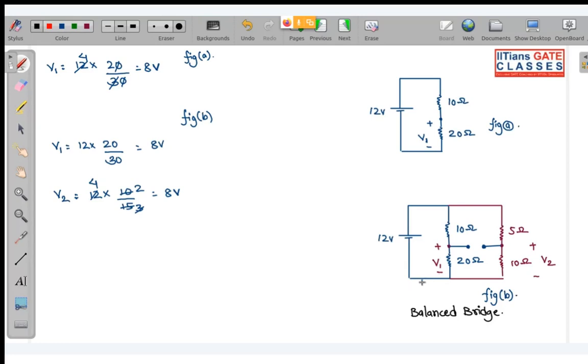So what is a Wheatstone bridge? It is a series and parallel combination of four resistances. You can see these two are in series and combinedly these two are in parallel. The Wheatstone bridge is the series parallel combination of four resistances which gives zero voltage difference at balance condition. Any doubt in this? Sunny, do you have any doubt?